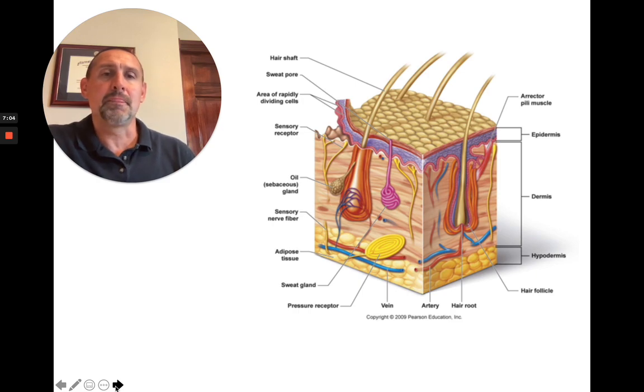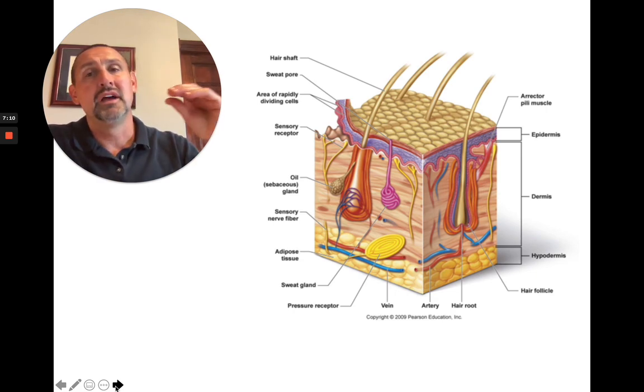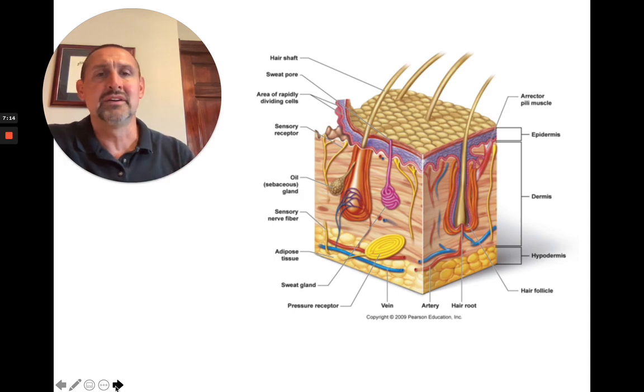Here's a diagram of a cross-section of skin. You'll notice that it consists of an epidermis, that's the top layer, a dermis, that's the middle layer, and the hypodermis, that's the lower layer. You'll notice that the dermis layer is very thick and that there's a lot of structures in the dermis layer that you don't find in the epidermis layer.